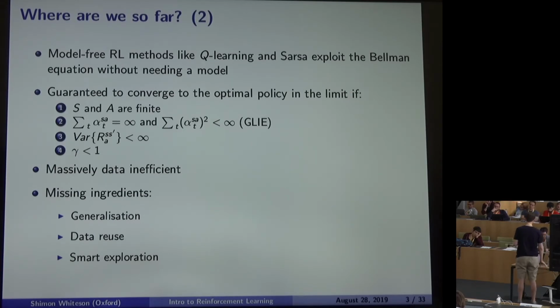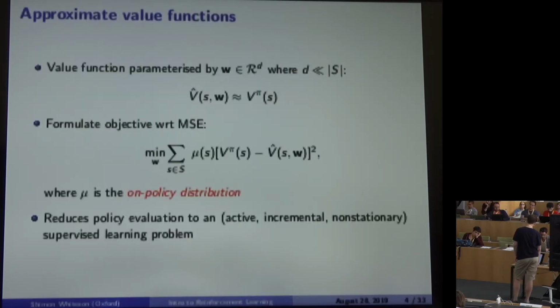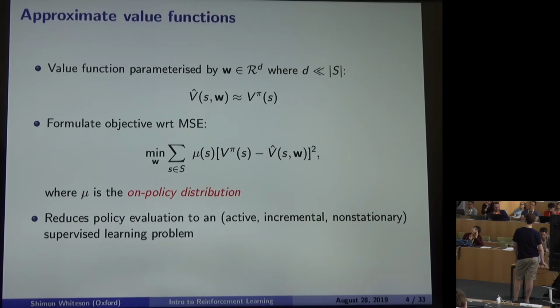So the first of these three, generalization, is basically the focus of today's lecture. Function approximation is going to enable us to generalize across states and actions. Data reuse, we will get to that a little bit when we talk about deep RL. Smart exploration is unfortunately mostly beyond the scope of this introduction. Okay, so let's talk about generalization.